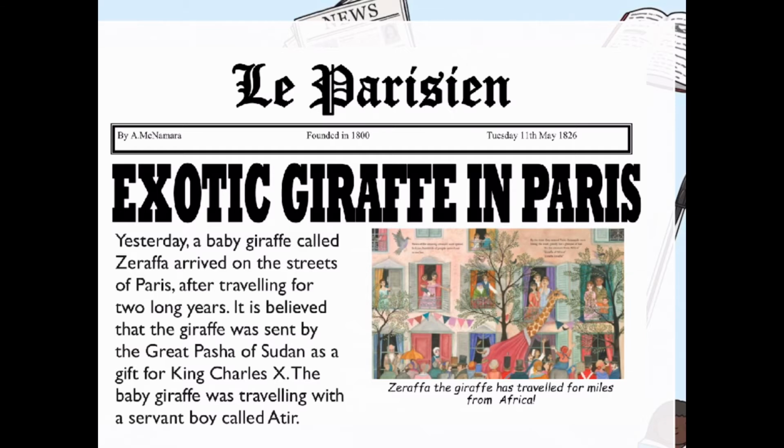Then the picture I've chosen, obviously I didn't draw it, but you might draw yours or get a picture from the internet if you want to. We have Zarafa walking through Paris. Underneath, the sentence that explains the picture is called a caption. My caption says, Zarafa the giraffe has travelled for miles from Africa. It describes what's happening in the picture.